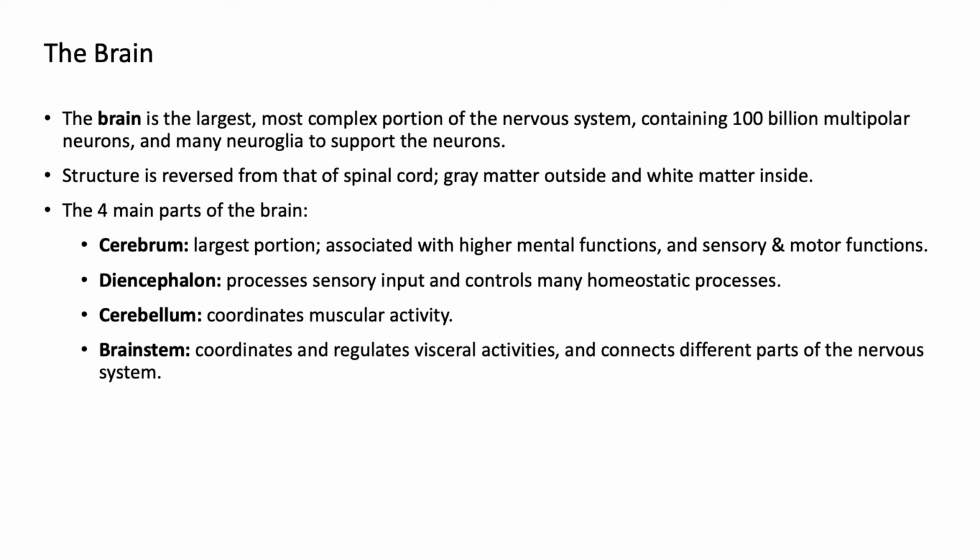Brain is the largest part of the nervous system. Along with spinal cord, brain is part of the central nervous system. However, compared to spinal cord, the outside of the brain is made of gray matter, while the inside is made of white matter. Brain is made of over 100 billion cells. However, generally speaking, we can divide brain into four parts.